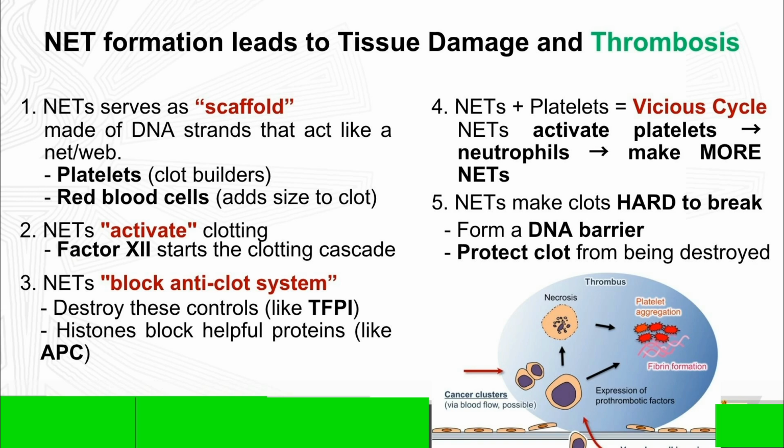Next slide. The progression of NETosis leads to thrombosis as NETs catch RBCs and platelets, enlarging the clot. NETs also activate factor 12, which furthermore starts the clotting cascade. But at the same time, NETs block the anti-clot system that keeps the clot growing without stopping, as well as NETs are capable of activating platelets that enable platelets to signal neutrophils to make more NETs, thus resulting in the clot getting bigger and stronger, a term called vicious cycle.